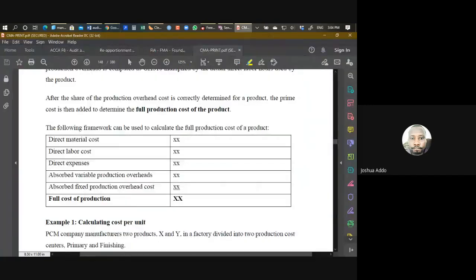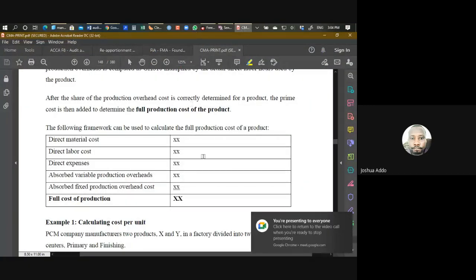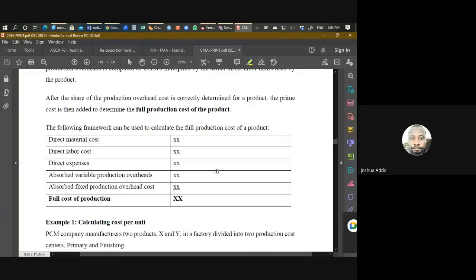So let's look at this thing. This is the framework that we can use. I've already lectured you on the framework for computing full cost per unit of a product. Direct material cost, assuming this is the figure, direct labor cost, direct expenses. Then the sum of the direct cost gives us what we call prime cost. That one is skipped in this instance. Then we add the absorbed production overhead costs.